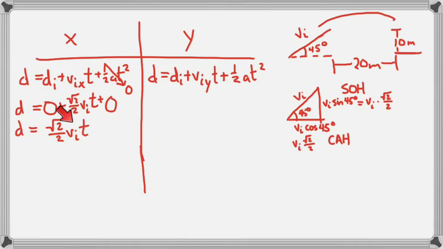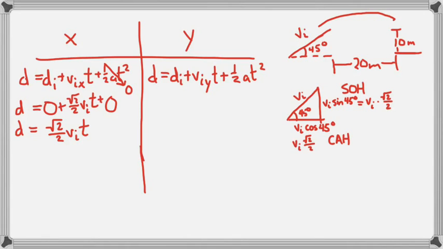I don't know what the initial velocity is. As a matter of fact, that's what I'm being asked to find. So I know I need to keep that a variable. I didn't get any information from the problem about t, the amount of time it takes to go a certain distance. So let's look at d here.